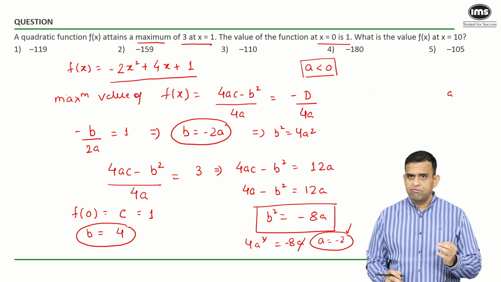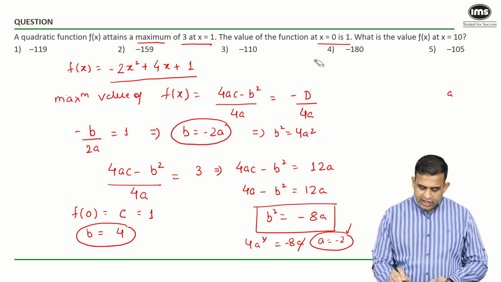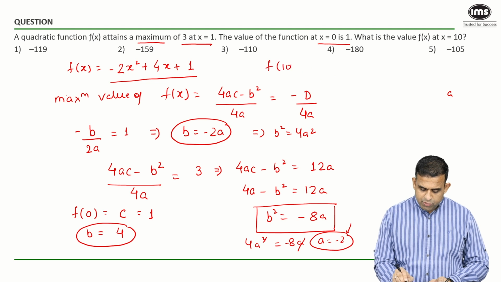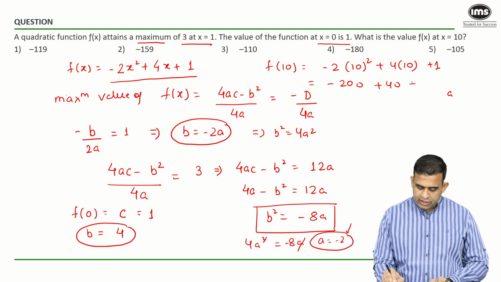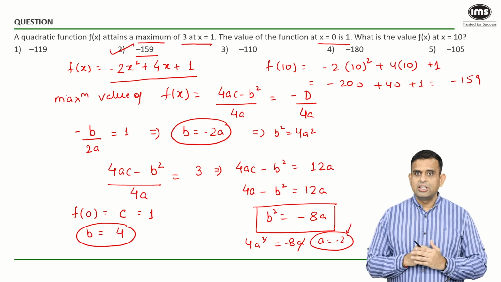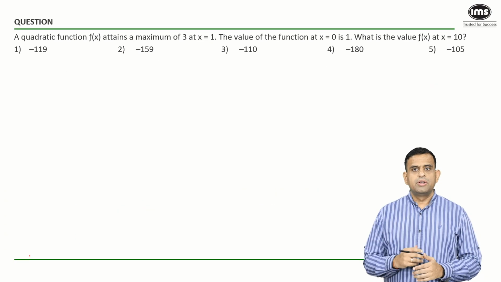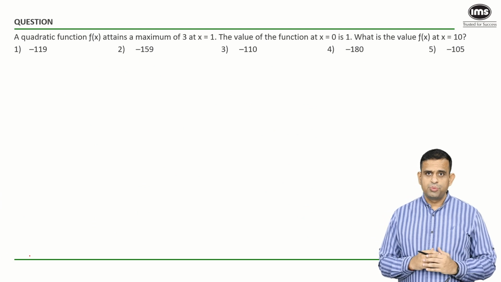And since they say find out the value of, let's say, f of 10, the value of f of 10 will be equal to minus 2 times 10 square plus 4 times 10 plus 1, minus of 200 plus 40 plus 1, and this becomes minus of 159. And hence one can say option number 2 is the answer for this particular question. But the earlier method was not very easy. Let's look at an innovative method to solve this particular question.